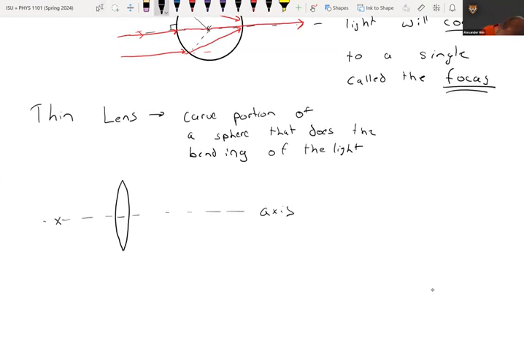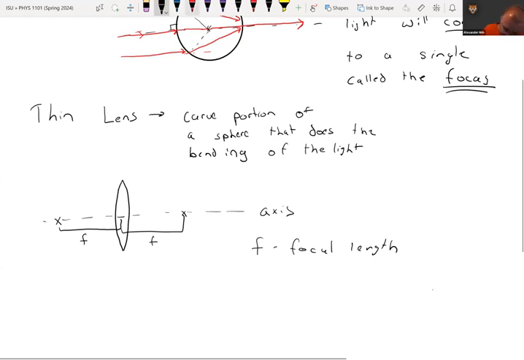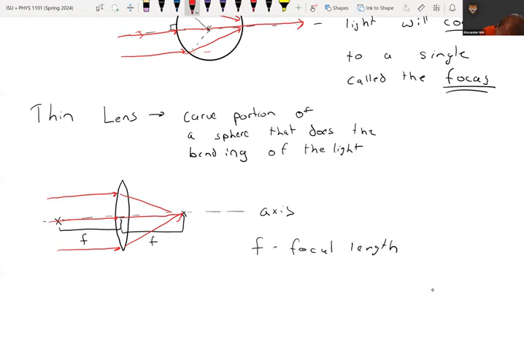And then we will talk about having a focus on each side, or a focal point on each side. And this we call F. And that is F, and F is the focal length. So it's the distance from basically the center of the lens to where the focus of the lens is. And basically what this means is that if you have parallel rays of light like so, they will all be bent towards the focus. And we could even draw some more in here. All of these will ultimately be bent towards the focus.